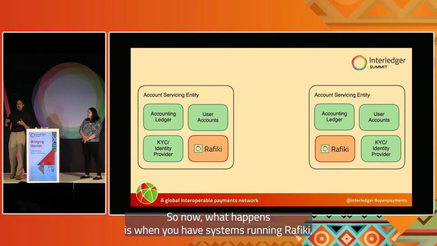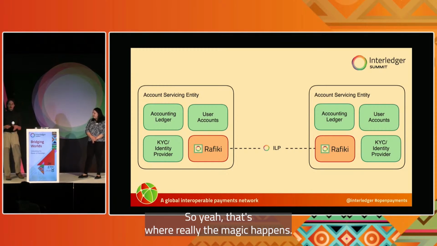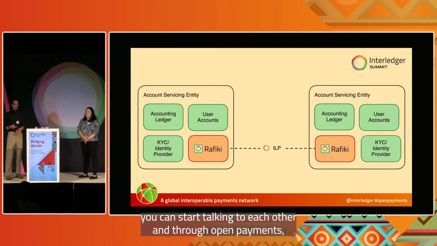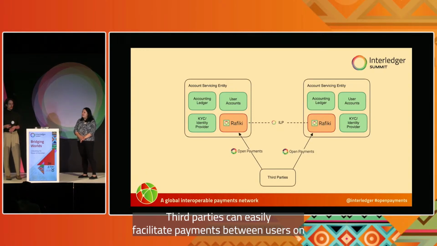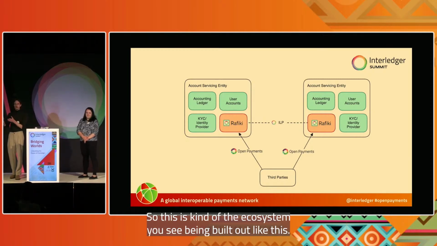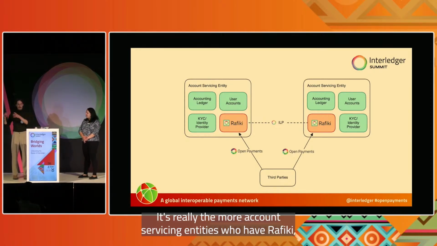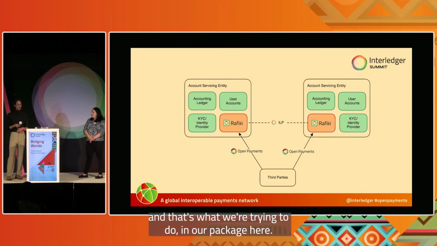Now when you have systems running Rafiki, they can talk to each other and send payments using the Interledger protocol. That's where the magic really happens. Integrators put Rafiki within their systems, and they can start talking to each other. And through Open Payments, third parties can easily facilitate payments between users on both account servicing entities. This is the ecosystem being built out. The more account servicing entities that have Rafiki, the easier it is to grow the Interledger network, and that's what we're trying to do in our package here.